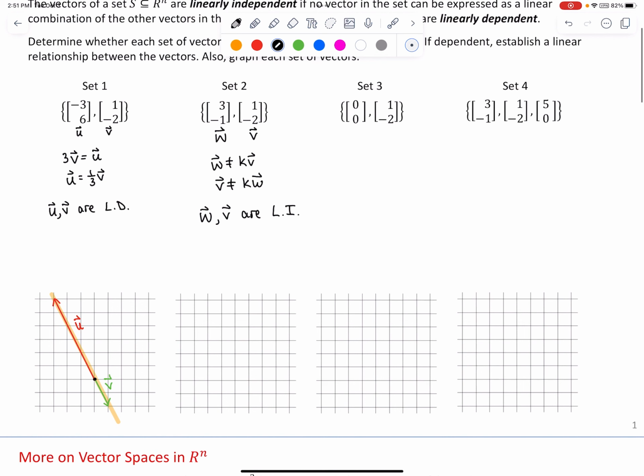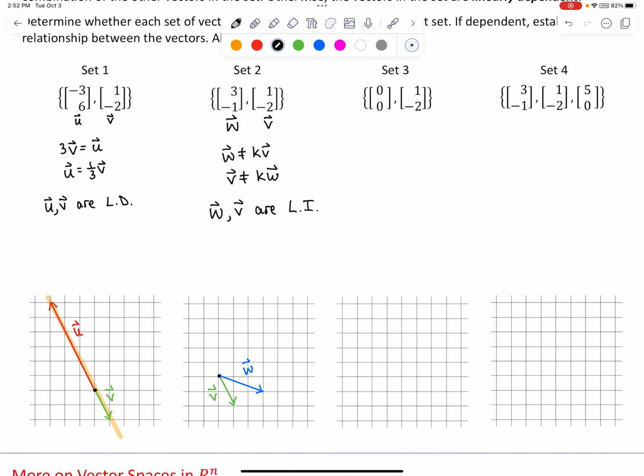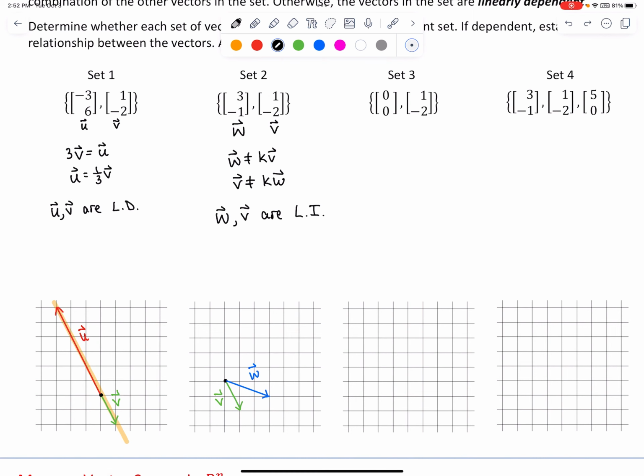Graphically, what this means, let's graph both of these vectors. And when you do so, you'll notice that the two vectors are not collinear. There is no line through the origin on which both of these vectors terminate. The vectors terminate along this line, but that's not a line through the origin. Okay, let's look at set 3.